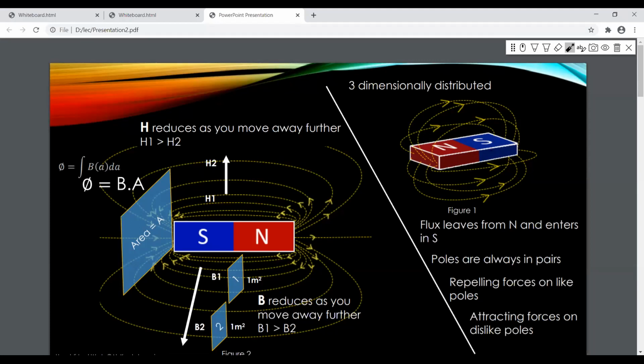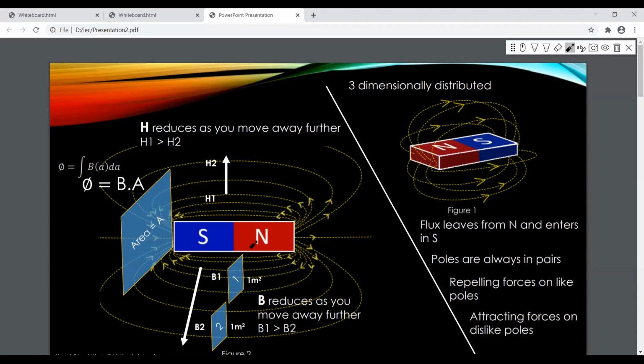In other words, you cannot have a magnet which only has a north pole or only a south pole. So magnets always come as a pair of poles. And you know already that like poles repel, and unlike poles attract. So those things I believe you know.